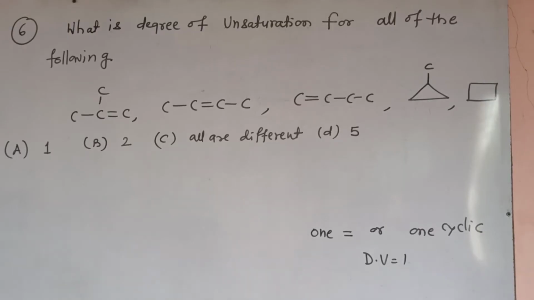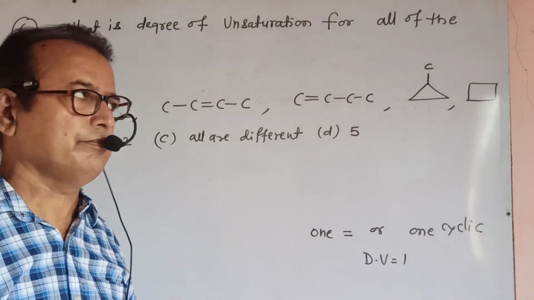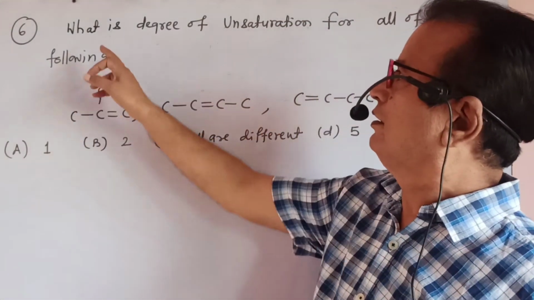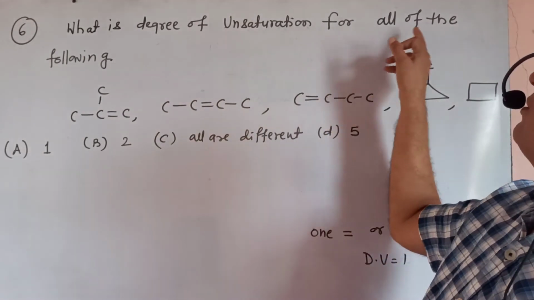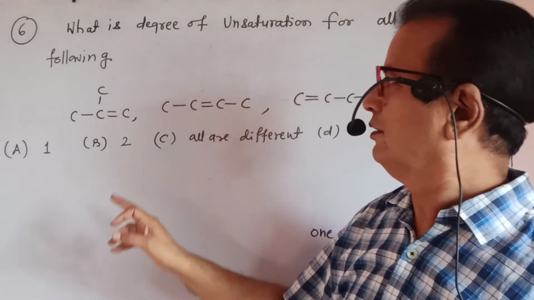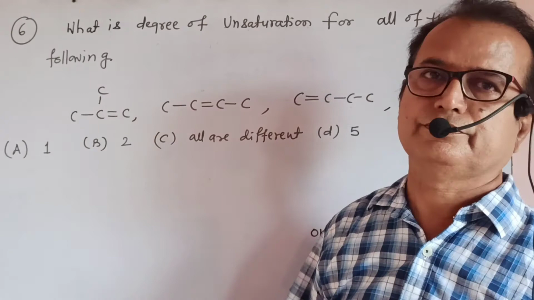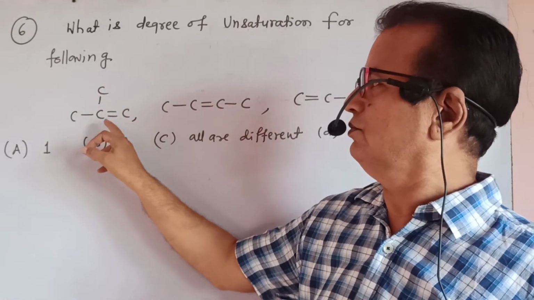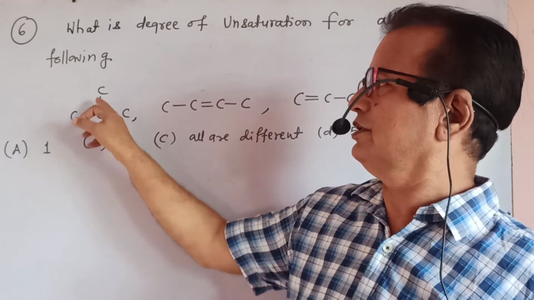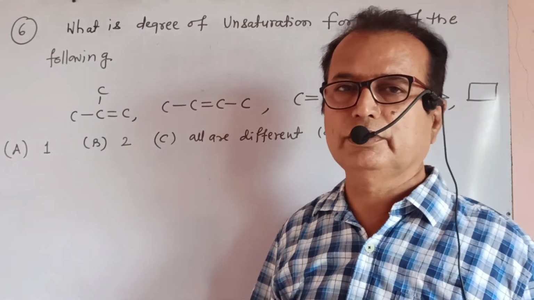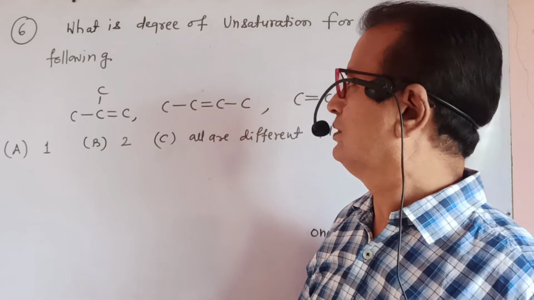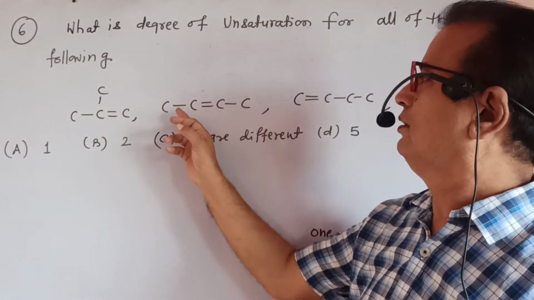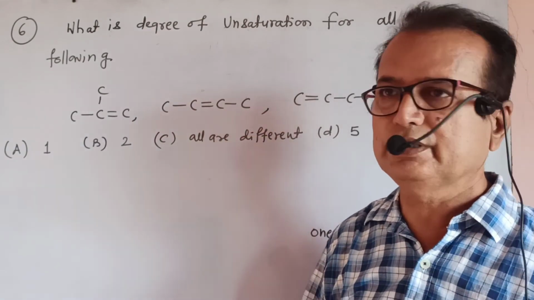Next, the sixth question, which is very important. It is related with some type of trick. What is the degree of unsaturation for all the following? This is one of the structures containing 1, 2, 3, 4, and at the second position there is a methyl radical. You know the nomenclature rule. Here 1, 2, 3, 4 it is butene.